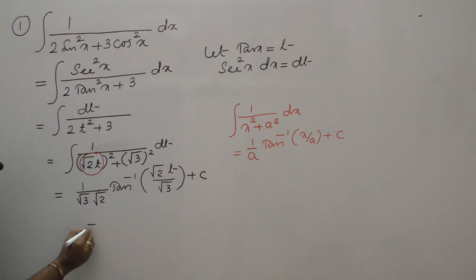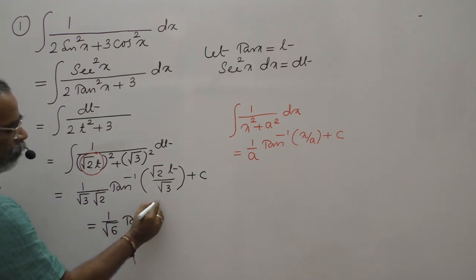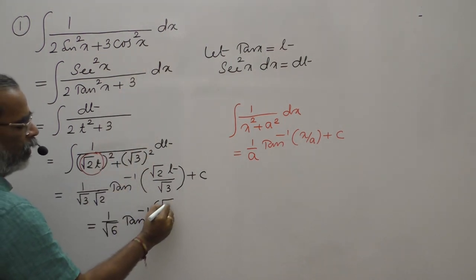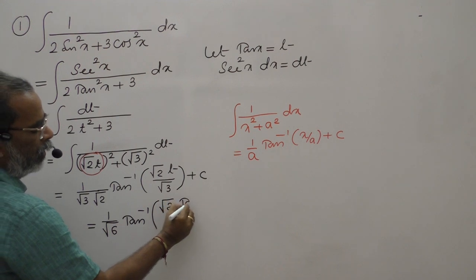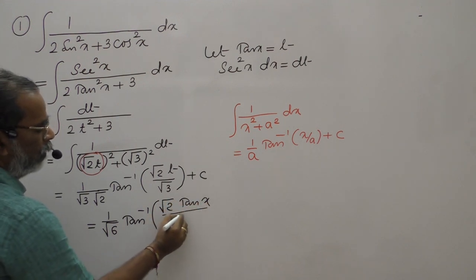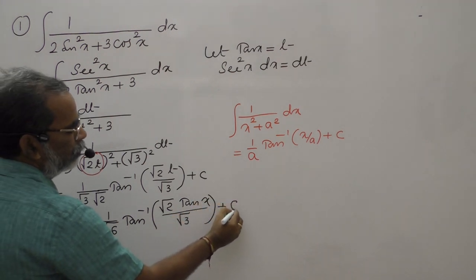Therefore, what is this finally? So 1 by root 3 into root 2 is root 6, into tan inverse of. T is not given in the question. Therefore, replacing t by tan x, divided by root 3, plus c. This is the answer.